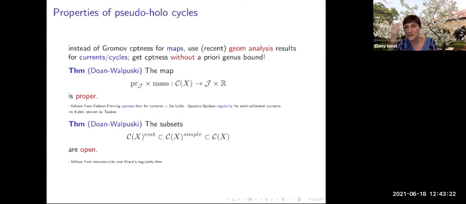This is not as obvious for J-holomorphic cycles as it is for maps, but it follows from some geometric measure theory, from geometric analysis results. It follows from a monotonicity result combined with what's called the Allard regularity theorem. So instead of using Gromov compactness, the standard result for maps, we're going to use these two results for cycles, this compactness and this open condition, that being embedded or being simple is an open condition.